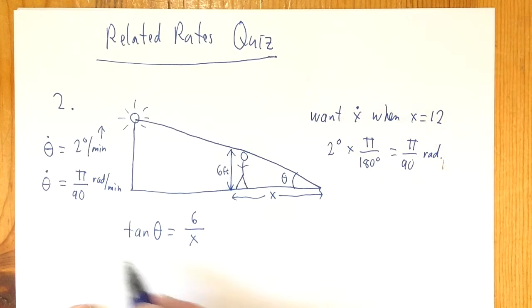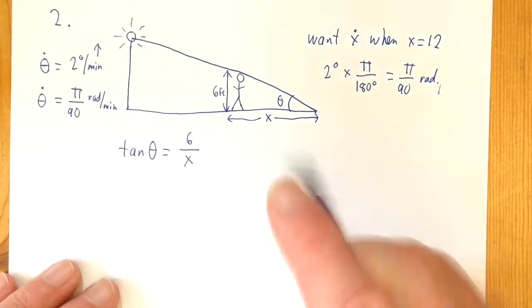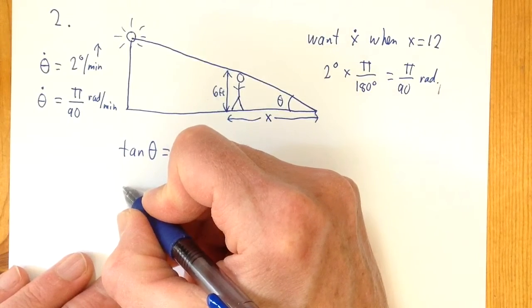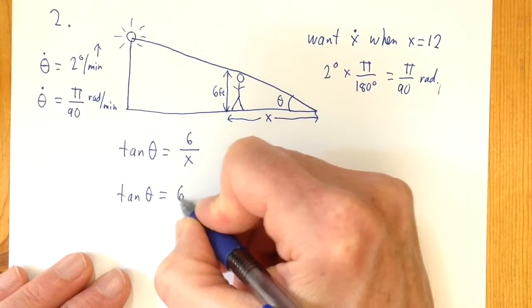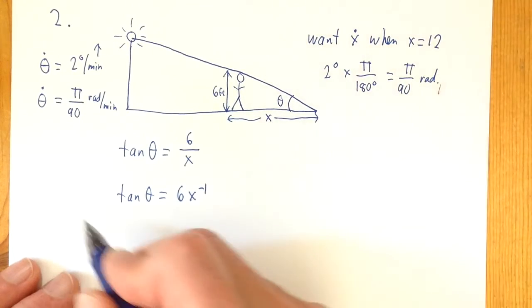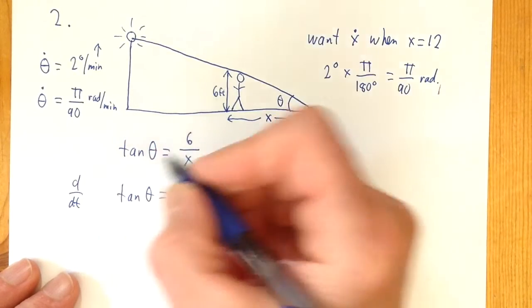And now we just take the derivative of this with respect to time. I'm going to make this a little bit easier. Instead of writing over x, I'm going to make that x to the negative 1. So tangent theta is equal to 6x to the negative 1, because that's easier to take the derivative of. Now we take the derivative of this whole thing with respect to time.